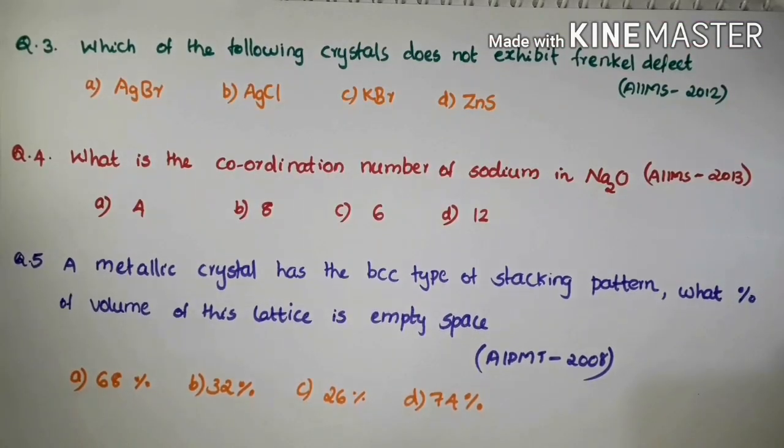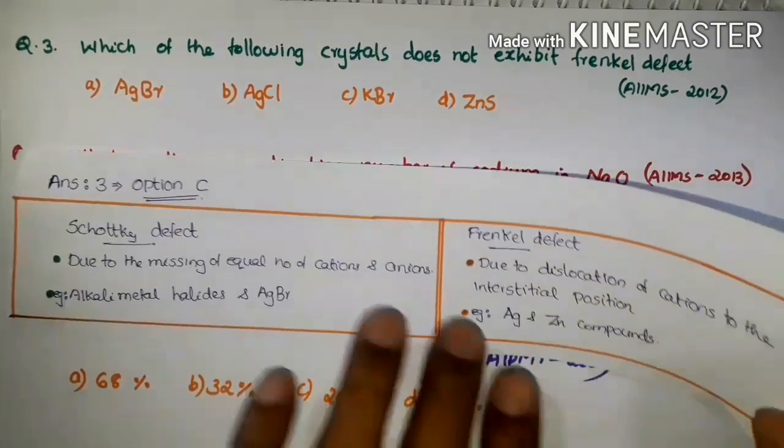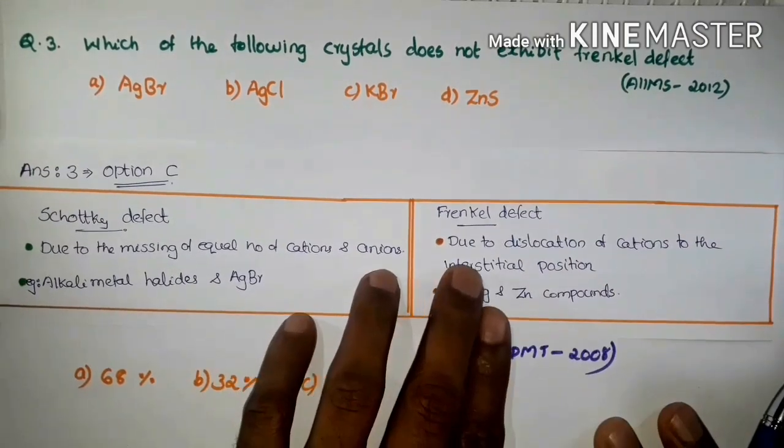Third question. Which of the following crystals does not exhibit Frenkel defect? Answer is option C, KBr. So look at the answer.